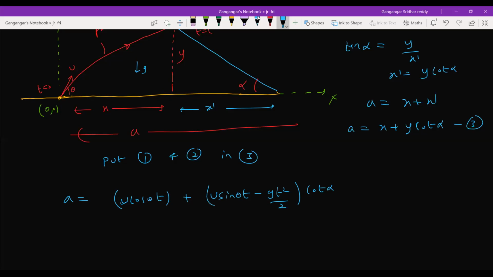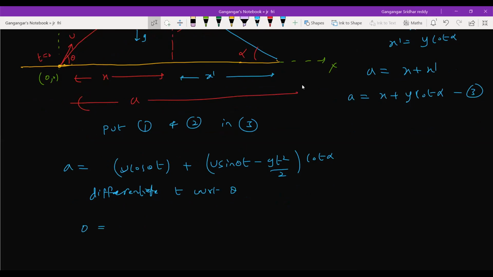What shall we do here? The time should be minimum, so I should differentiate this equation with respect to theta, that is dt by d theta. First we can simplify the equation, then differentiate t with respect to theta. The left side will be 0, since the differentiation of a constant is 0.